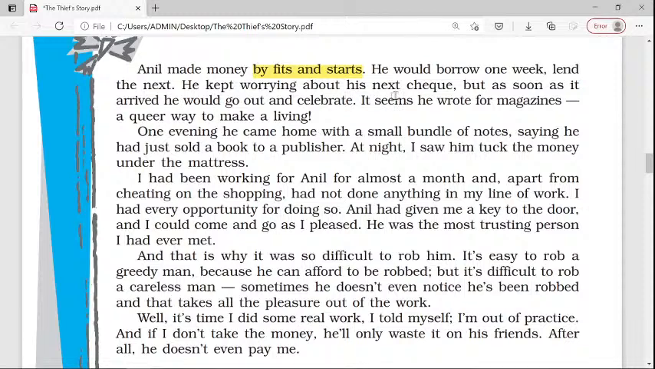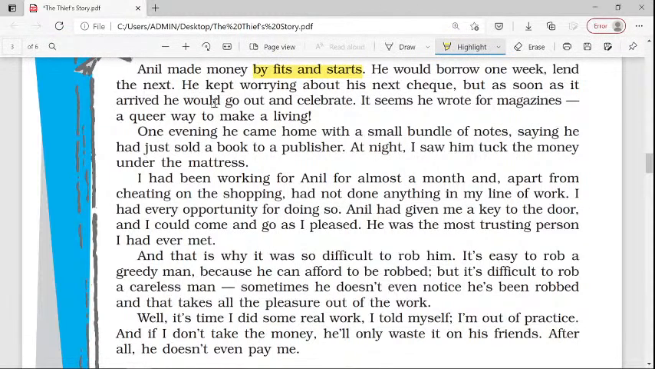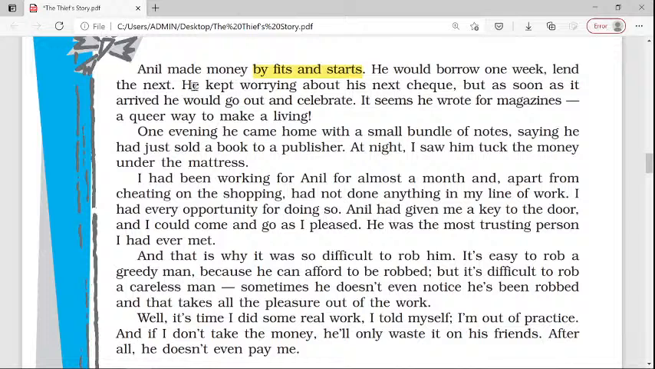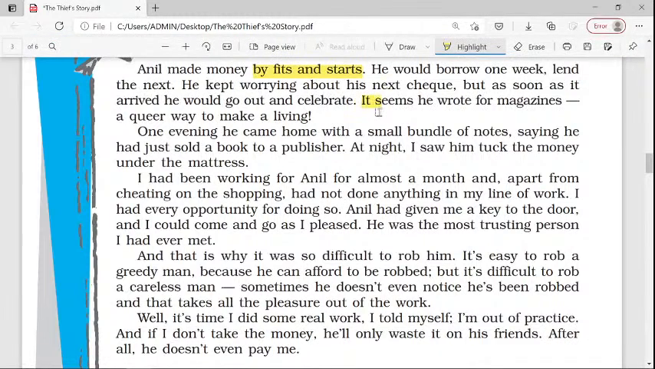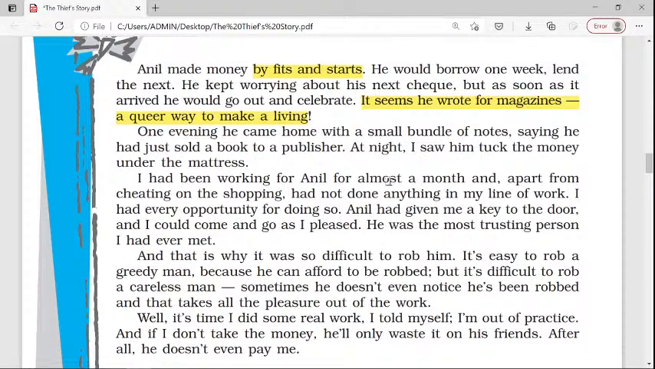He kept worrying about his next check, but as soon as it arrived, he would go out and celebrate. So he used to wait for the check in his name to come, and as soon as it came, he would go and celebrate. It seems that he was not very economical. He was a kind of lavish person. It seems he wrote for magazines, a queer way to make a living. The writer says that it seems he wrote for magazines, a queer way to make a living. Queer means a strange way to make a living.